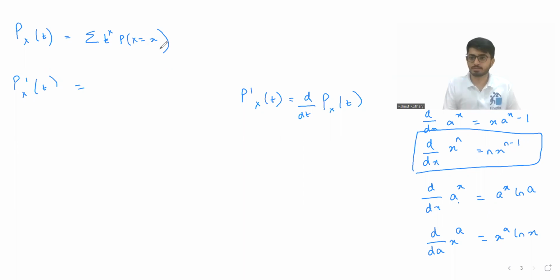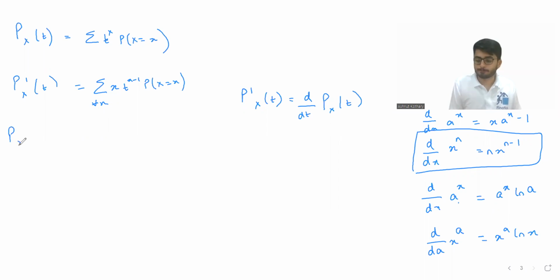I am differentiating this. Probability X equal to x is nothing but a constant with respect to t. So when I differentiate, this will be nothing but x into t to the power x minus 1 probability X equal to x. If I double differentiate, this will be nothing but x into x minus 1, t to the power x minus 2, probability X equal to x, for all values of x.